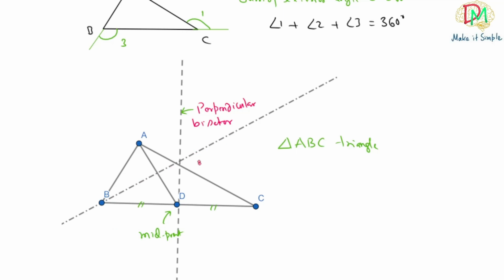And this line is the angle bisector. So here it bisects the angle B. So this angle is equivalent to this angle. If it is 1, it is also 1. If this angle is x, then also it is x. And if we connect this point D with vertex A, we get the median.